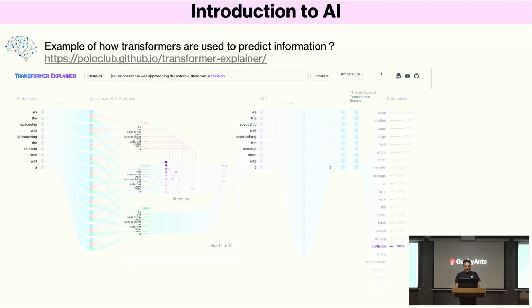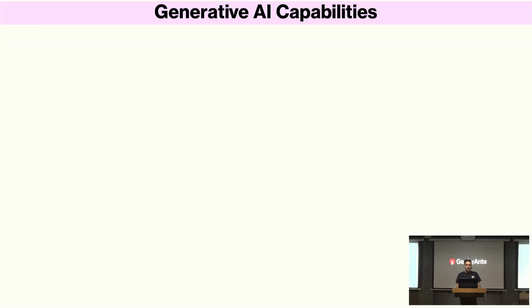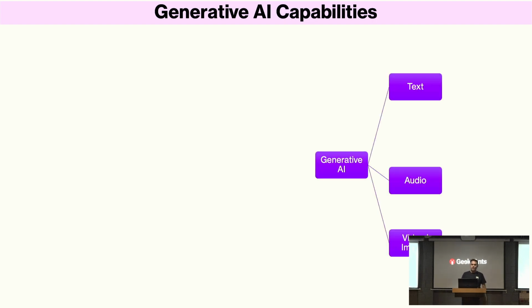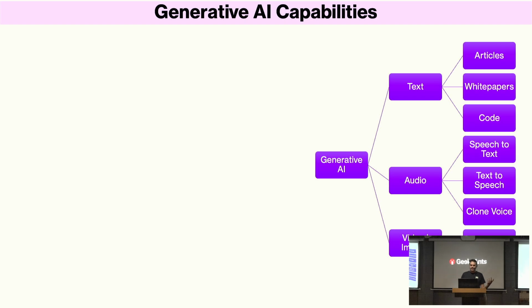Okay, so next step, what are the capabilities? Now, fine, I understand this is AI, this is vectors, these are the things it can do, etc. But what are its capabilities? Okay, so it can generate any kind of text, any kind of audio, any kind of video. And what in text, video and audio can it generate? So it can generate articles, white papers, any kind of code, any kind of script.